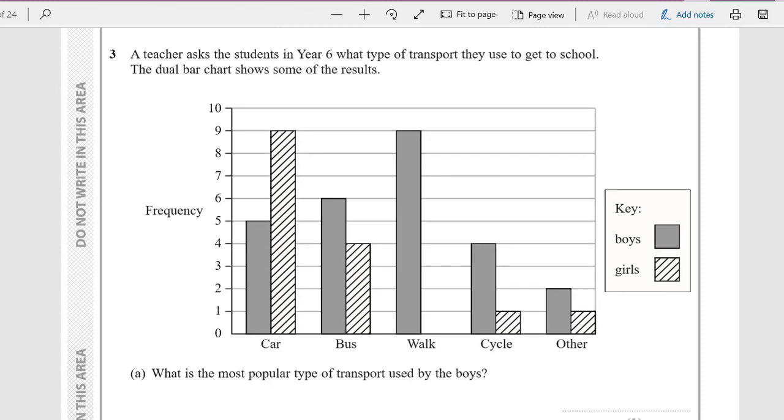Okay, question 3 says, a teacher asks students in year 6 what type of transport they use to get to school. The dual bar chart shows some of the results. So let's look at this bar chart very quickly. Frequency is on the y-axis, and on the horizontal x-axis we have the mode of transport. So this is the key. Boys is filled, and girls is sketched diagonal lines.